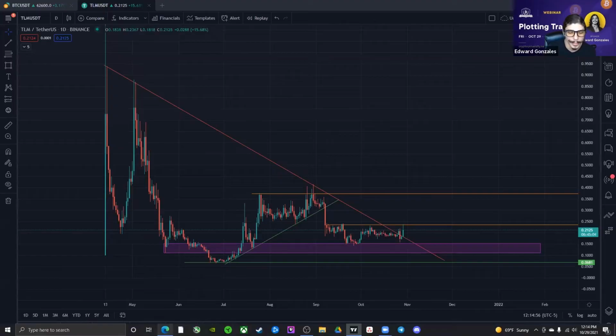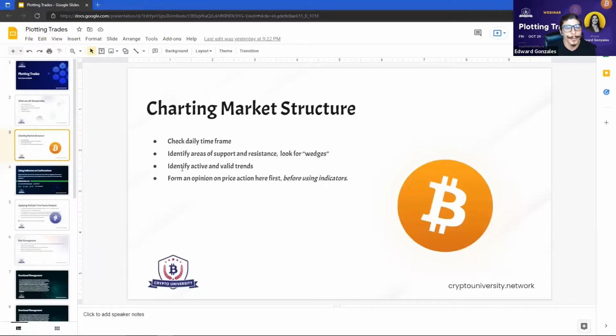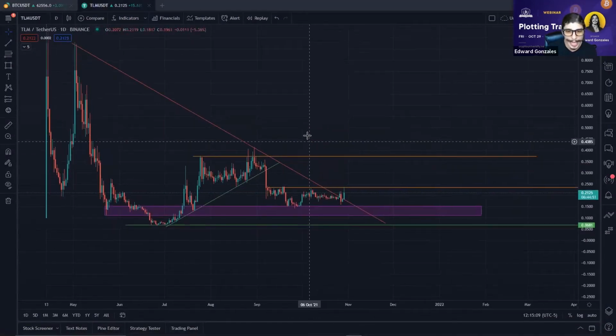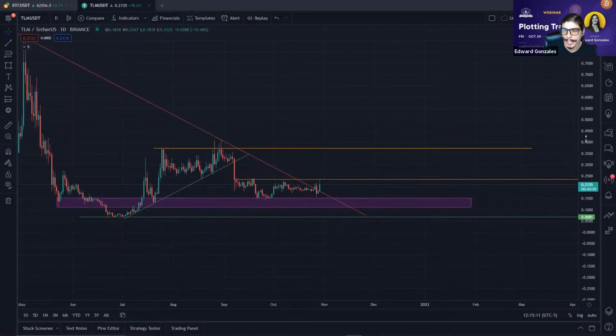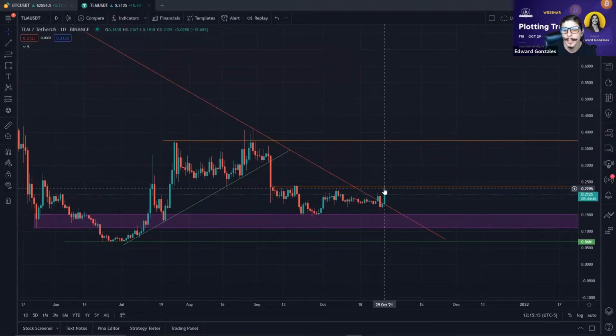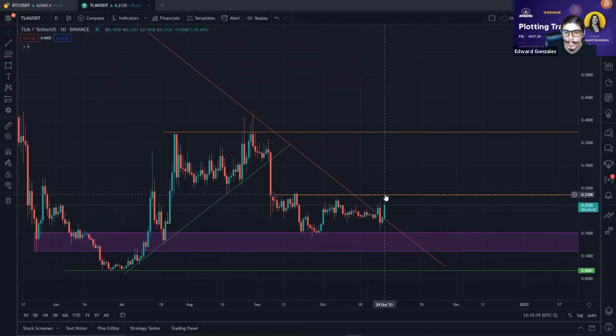Let me come back here. So we've identified our active and valid trends. Now we need to form an opinion on price first before using indicators. Looking at this chart information, I see two possible options. This candlestick on the daily is showing rejection, right? Price traveled up to the top of this wick, but ultimately faced rejection here around key areas of previous resistance, right? This is the most recent resistance.